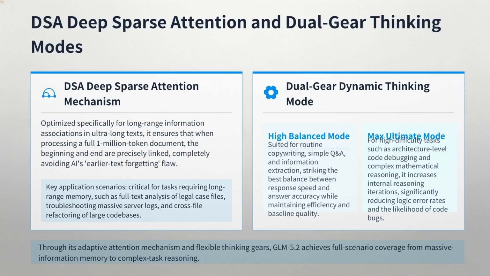In addition, GLM-5.2 has strong memory and reasoning abilities. Its DSA attention mechanism ensures it does not forget the opening content when reading a million-character long text. At the same time, it offers 2 thinking modes, high and max, like a car's normal and sport gears, which can be flexibly switched based on task complexity, ensuring both efficiency and accuracy on complex tasks.